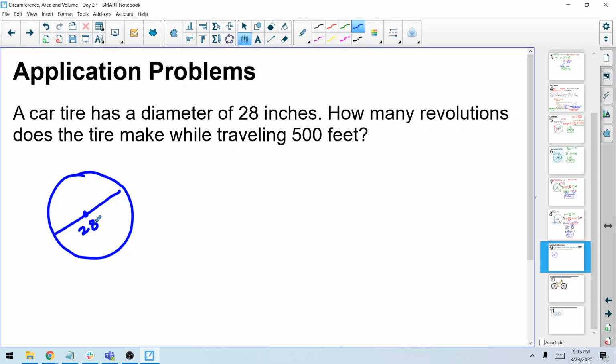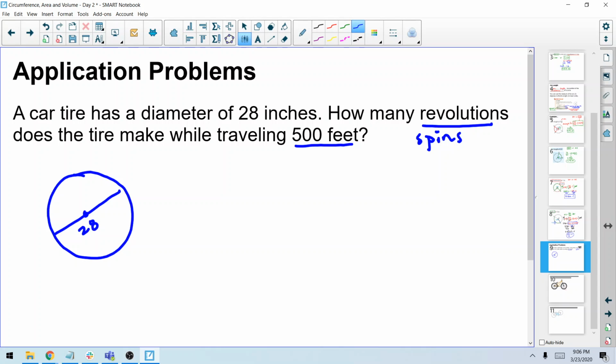And it wants to know how many revolutions spins. Okay, how many times does it make like a full spin? So if you kind of put the tire on the ground and put like a piece of paint or something and then spin it until it gets back to the piece of paint, how many times does the tire go around if it travels a total of 500 feet?